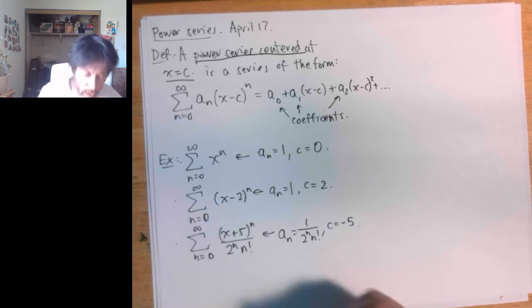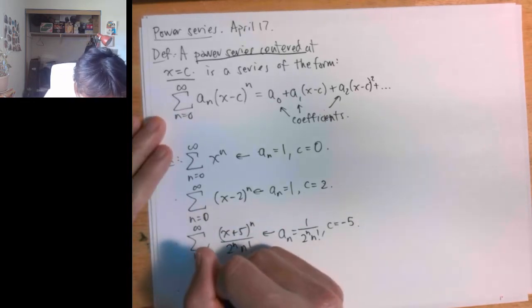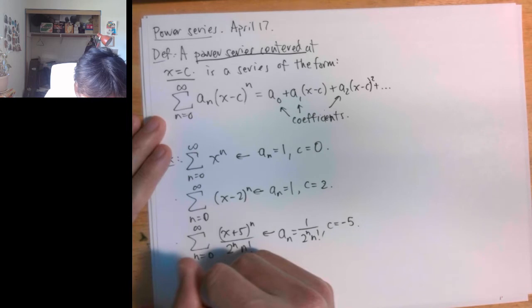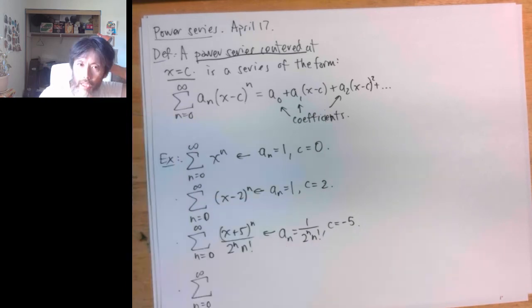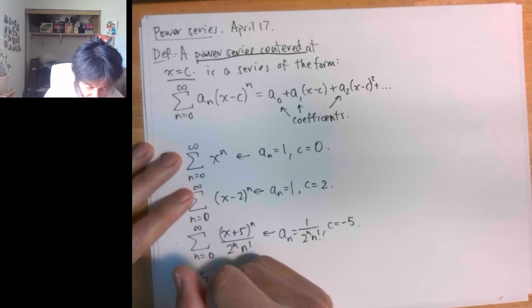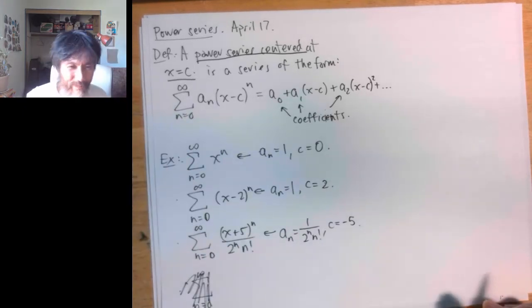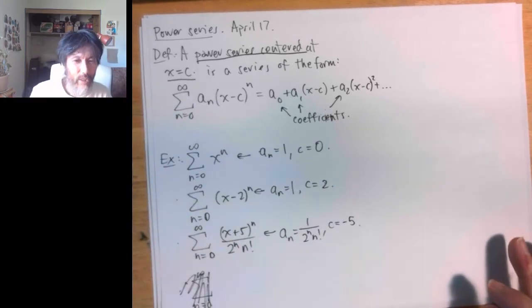Maybe one more example, just as a bit of a challenge to you. What if we were to think about the sum from n equals 0 to infinity? Oh, wow. You know what? I don't even want to say that out loud. Okay, we're not going to go there. All right, these are some good examples here.